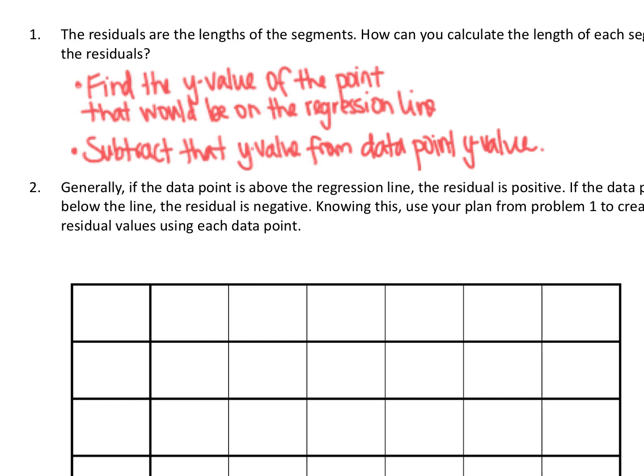Generally, if the data point is above the regression line, the residual is positive. If the data point is below the line, the residual is negative. Knowing this, use our plan from problem 1 to create a table of the residuals using each data point. Okay, so we're going to put in our x values. We've got 1, 2, 3, 4, 5, 6, and then we're going to put in our y values.